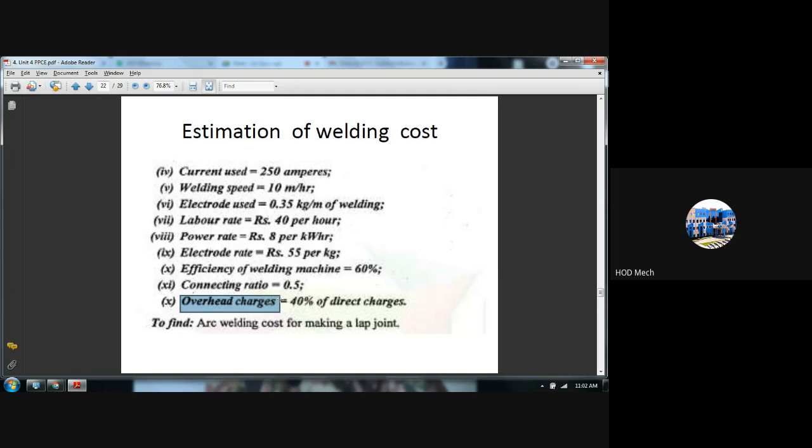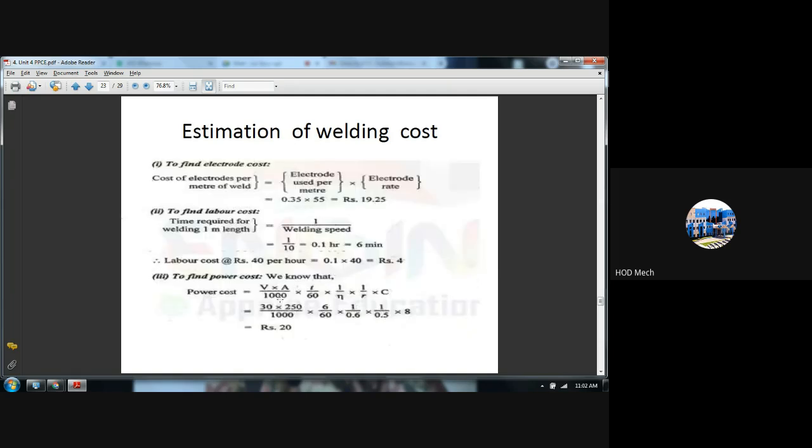Now we will move into the problem solution. When you look at this step 1, always remember, in step 1 we have to find the electrode cost.